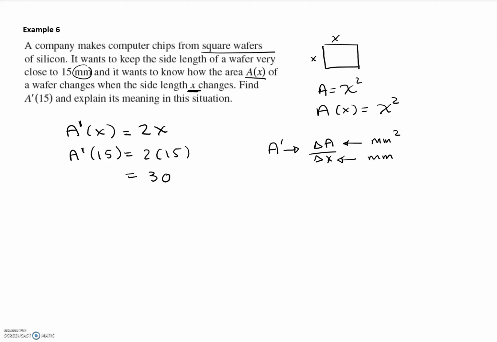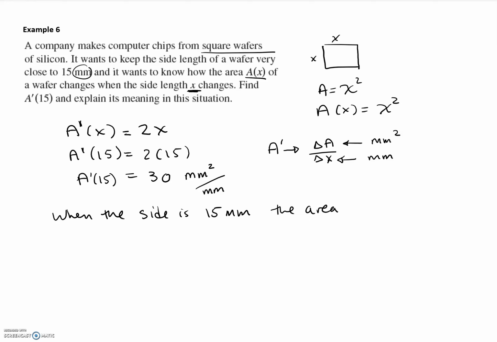So if we're trying to explain what this means, it pretty much means that we have the rate of change of the area with respect to the side as 30 millimeters squared per millimeter. In other words, when the side is 15 millimeters, the area is increasing by 30 millimeters squared per millimeter.